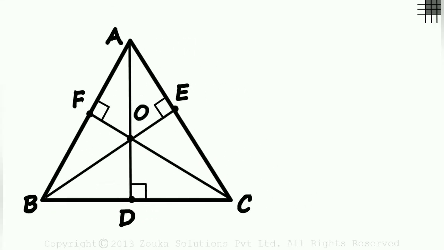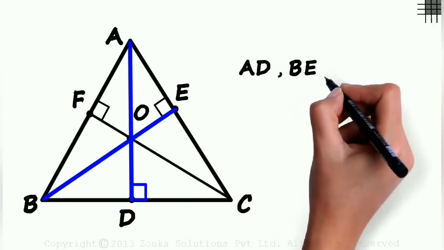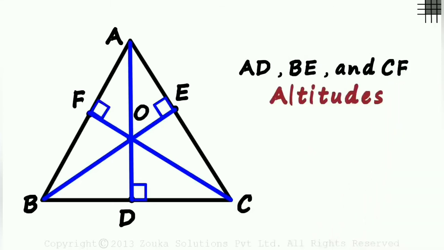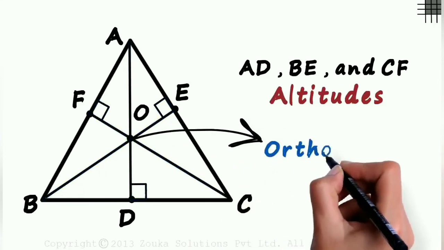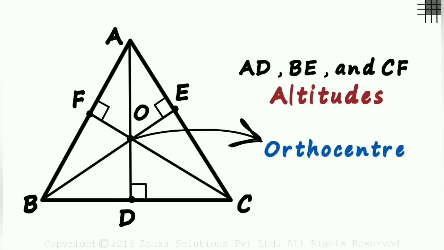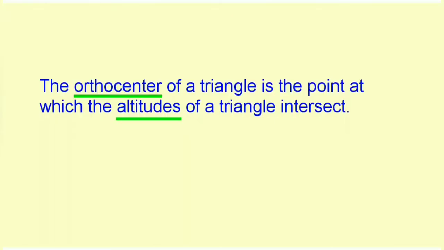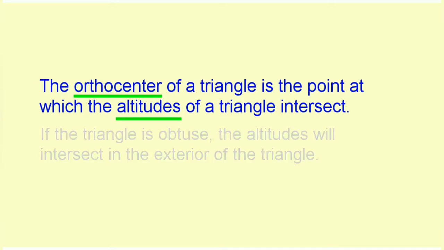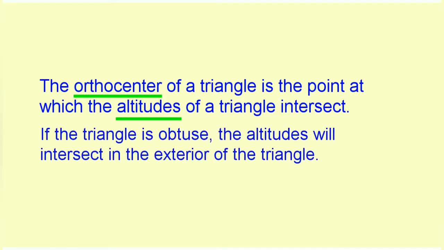Let's analyze this figure. Segments AD, BE and CF are the altitudes of this triangle which meet at one single point. And the point where all the altitudes meet is called the orthocenter. It's simple. We just drop perpendiculars from every vertex to its opposite side and get the orthocenter. The orthocenter of a triangle is the point at which the altitudes of a triangle intersect. If the triangle is obtuse, the altitudes will intersect in the exterior of the triangle.